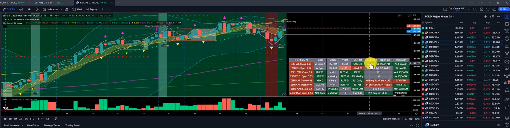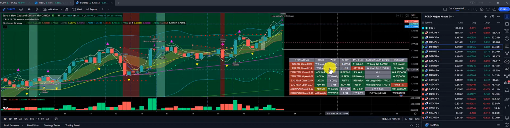Euro Japanese yen also had an alert to the long side with a profit, and these are weekly buys. So if we get an alert here, we will look to buy on the open. So Euro Japanese yen with a profit of $263.73 on one standard lot. We have a point figure target of 158.804 to the upside.